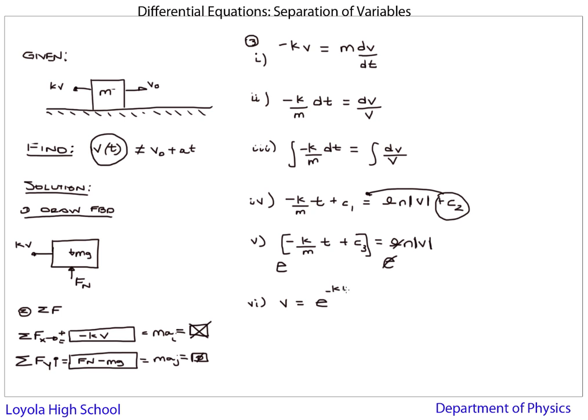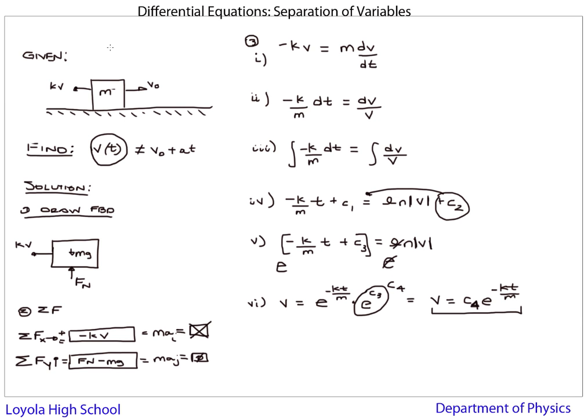k t over m times e to the c3, which I'm going to now reduce this to another constant. This is a constant to a constant, which I'll just call c4. So this really becomes v equals c4 e to the minus kt over m, which is looking pretty good. Now I have a velocity as a function of time. This is a c4 here. Usually we don't want to just leave constants hanging around. We want to know what value that is.